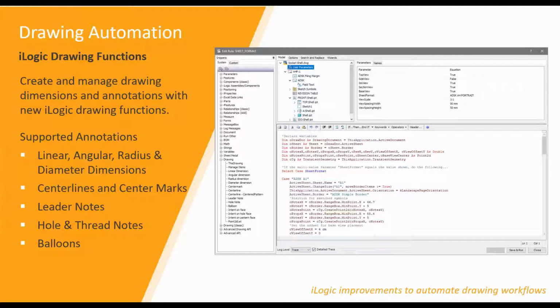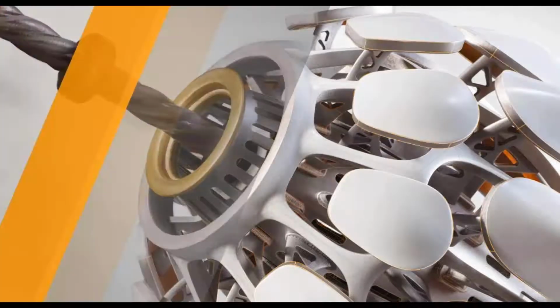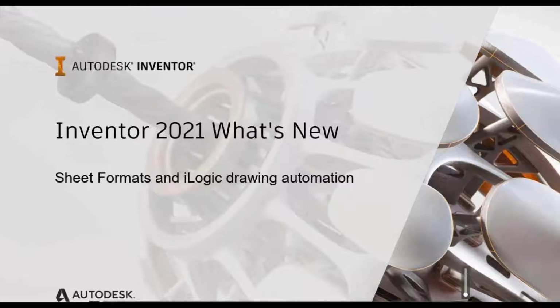Basically, with the help of iLogic, the linear, angular, radius, and diameter dimensions have been improved. Your center lines and your center marks have been automated. Your leader nodes, hole and thread nodes, along with the balloons functionality, have been improved a lot. But obviously, if you need more customization, you always have the option to use iLogic and automate and customize your workflow specifically to how you like it. So we're going to be looking at a video here that details how the functionality actually works.